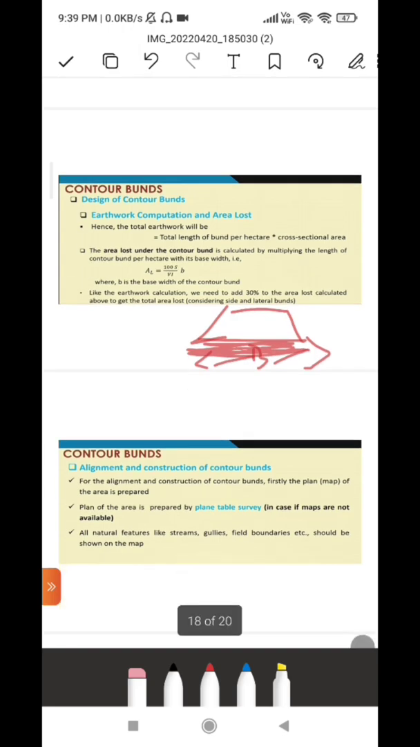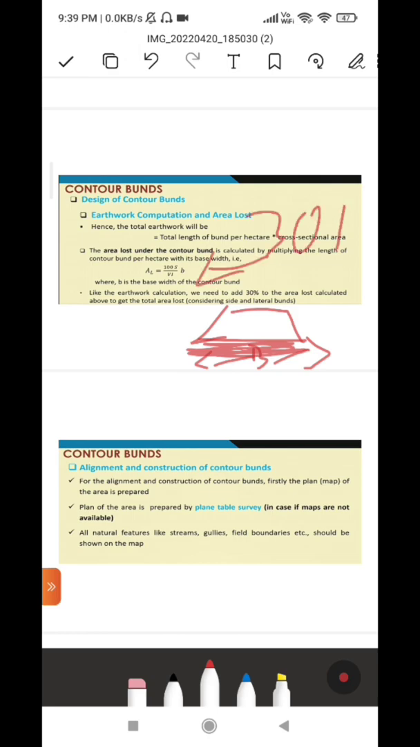Like the earthwork calculation, we need to add 30% of the area lost calculated from above to get the total area lost, considering the side and lateral bund. So when we add 30% to it, it would become 130 S into B divided by VI.